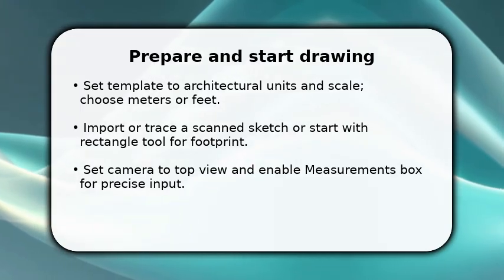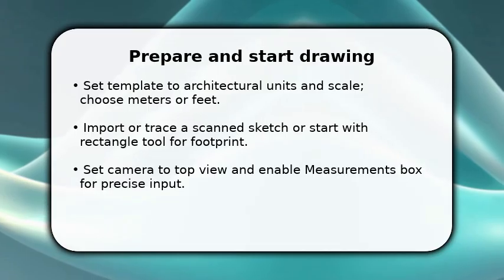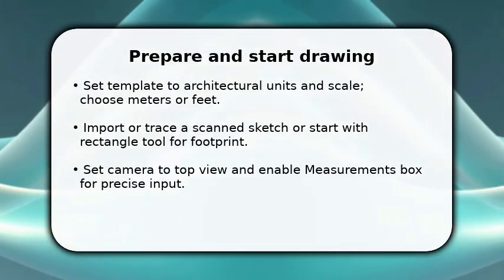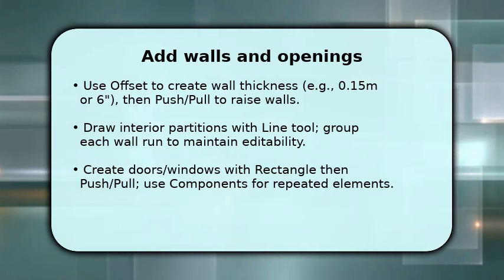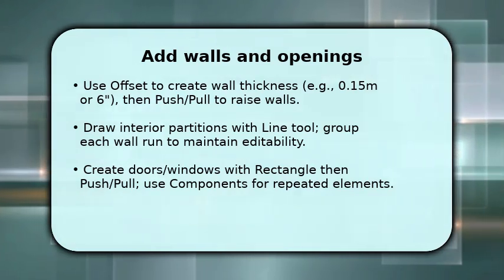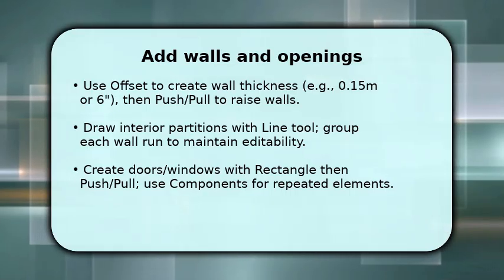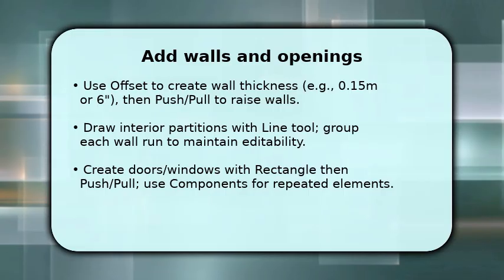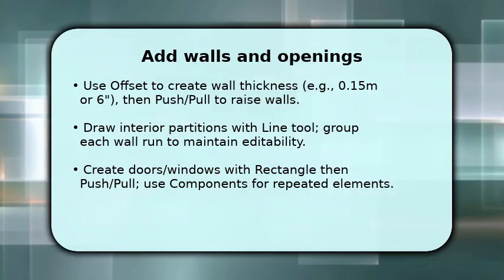By starting with the footprint and measurement controls, you avoid scale drift later and keep the model grounded to real sizes. Next, you establish walls and clear openings. First, offset the exterior outline to set wall thickness, 0.15 m or 6 inches, then push/pull to the desired wall height for a solid shell.